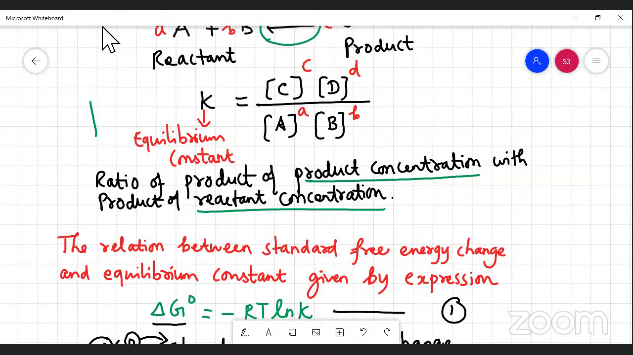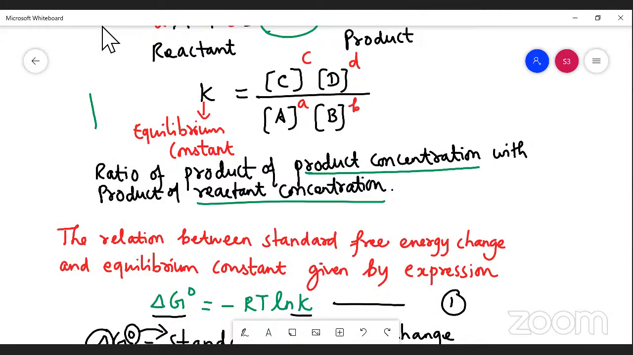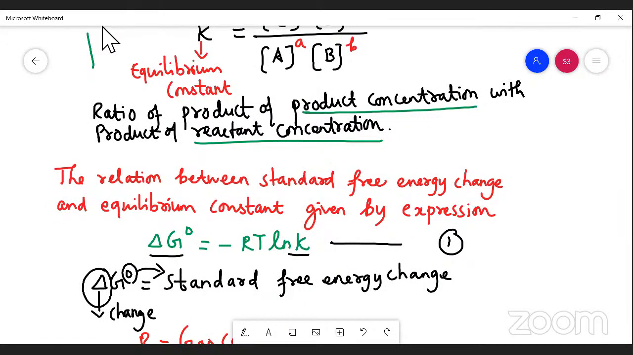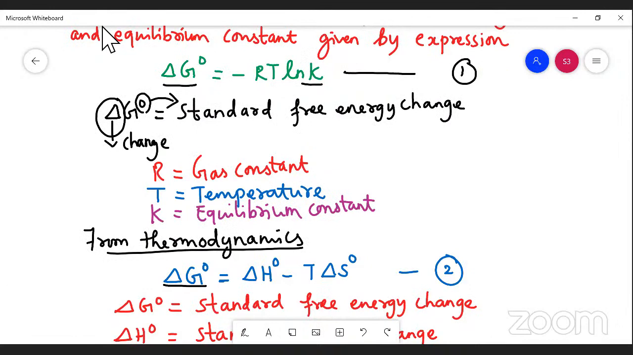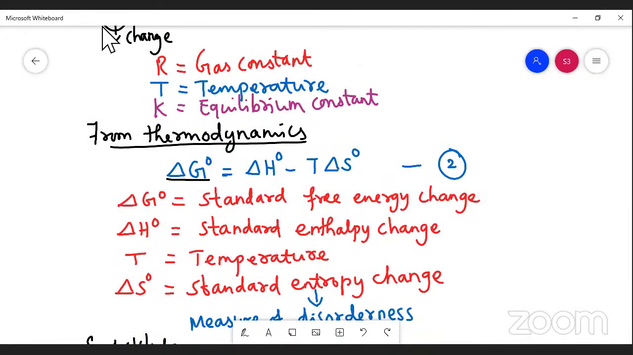Next, I am going with the derivation part. First we consider the relation between standard free energy change and equilibrium constant given by the expression del G naught equals minus RT ln K. What is del G here? G is free energy, and the change involved is del, so del G naught is the standard free energy change. R is the gas constant, T is the temperature, and K is the equilibrium constant. This first equation gives a relationship between the free energy and the equilibrium constant. That may be a one-word question. And next I took from thermodynamics.